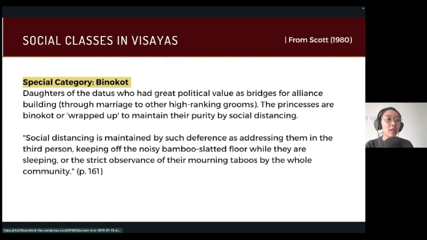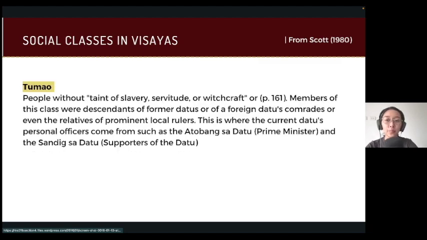No? So it's as if the women themselves had become a form of prestige good, that when you had a binokot in your community, it was a symbol of a powerful political alliance with the family that the binokot was originally part of. Now, under them, you have the free classes. The free classes in Visayas, according to William Henry Scott, were called tumao. Now, these are the people without taint of slavery, servitude, or witchcraft.